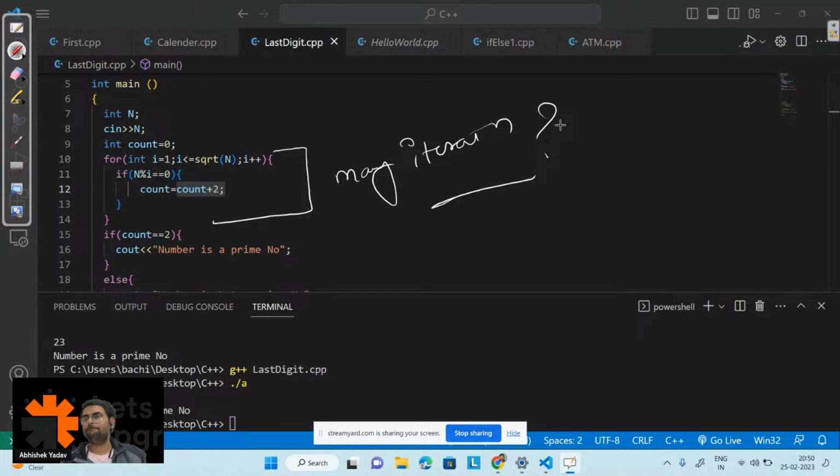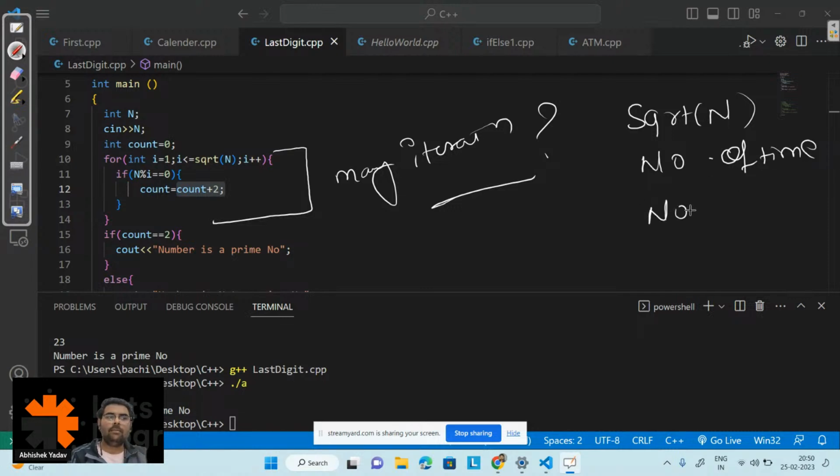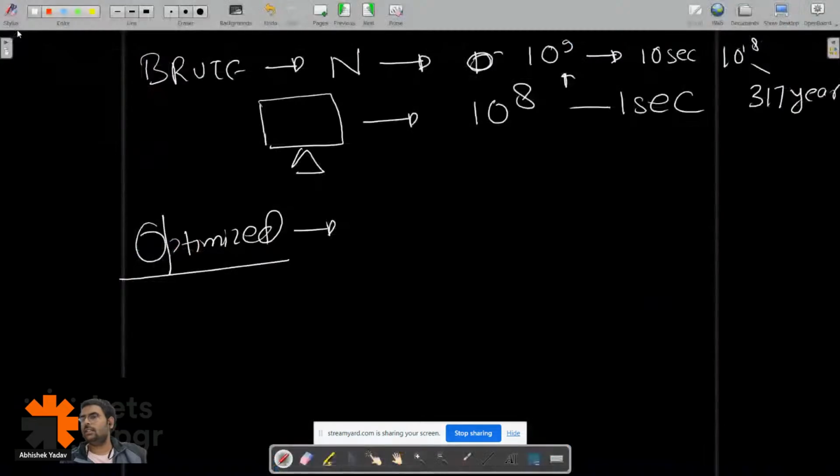No one? Two iterations? So basically, how many times is this for loop getting executed? Correct. So this for loop is getting executed square root of n number of times, and the number of times is nothing but the number of iterations. So this for loop is doing square root of n iterations. Right, everyone?